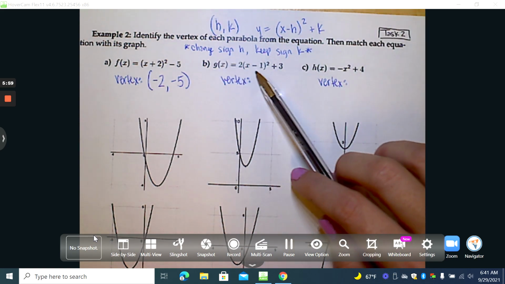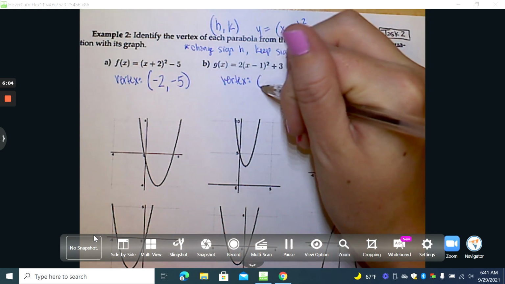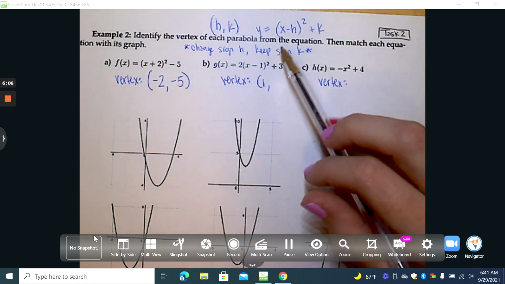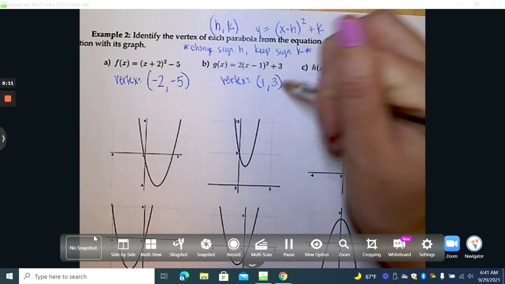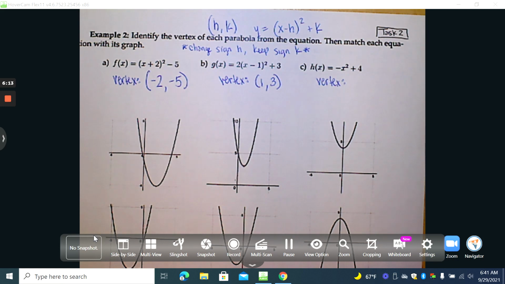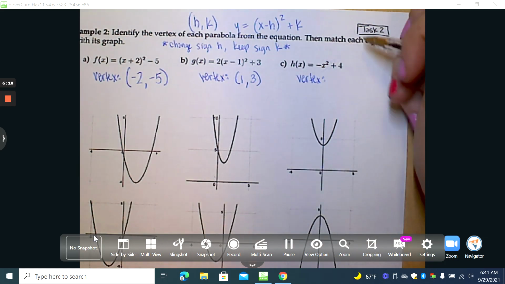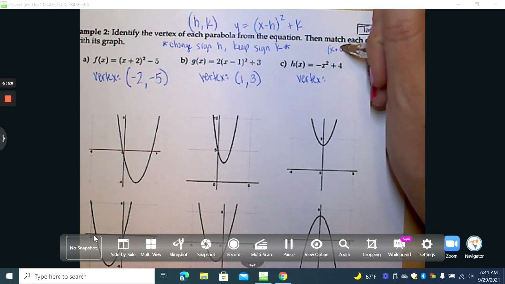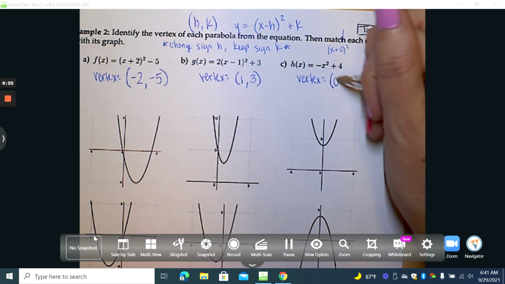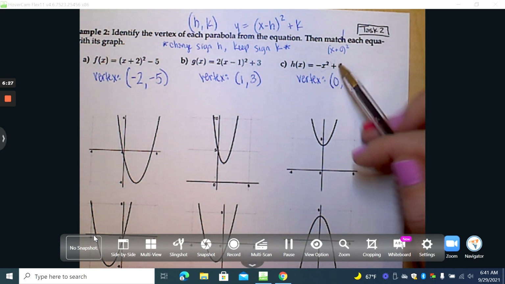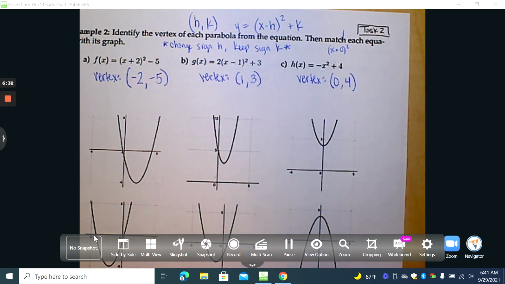So if I'm looking at x minus 1, I don't want that minus 1 there. I'm going to use a positive 1. Keep the sign on your K. So a positive 3 translates to a positive 3 in that vertex. And my last one over here, I got negative x squared. Essentially, it's as if I had x plus 0 squared. There's nothing in there, right? And so my x value is actually a 0. My K value is still this positive 4, so I'm going to put plus 4.